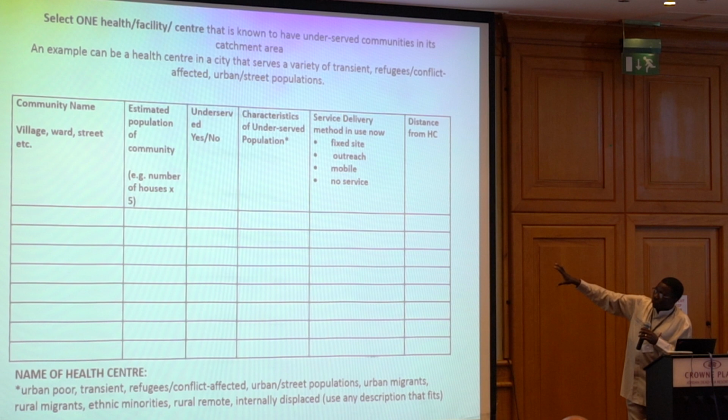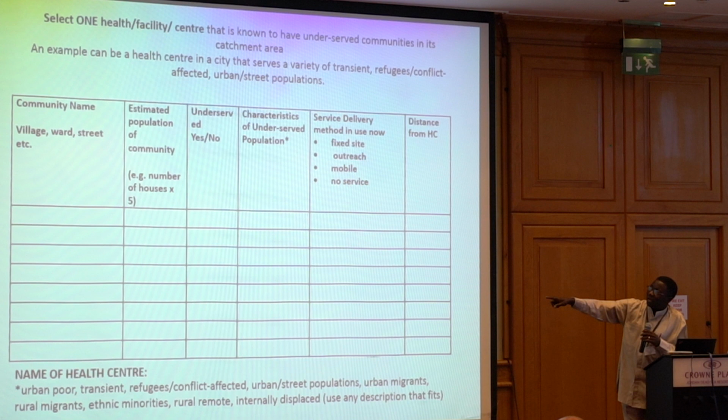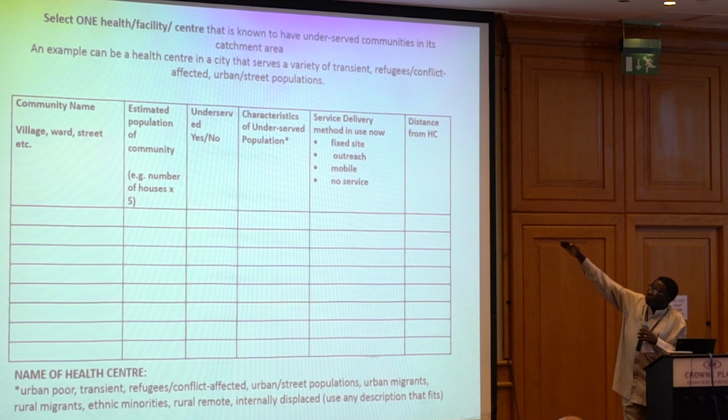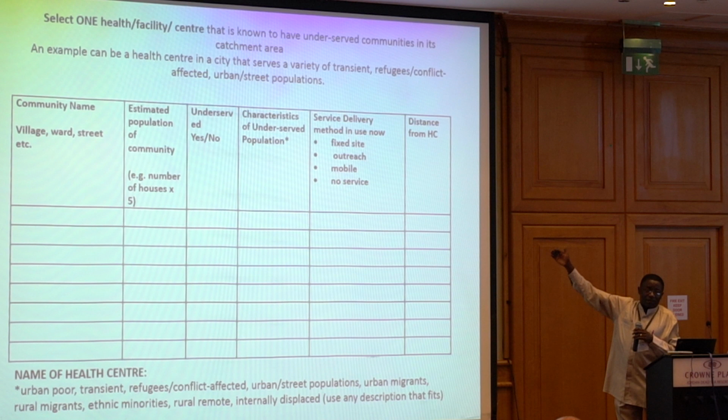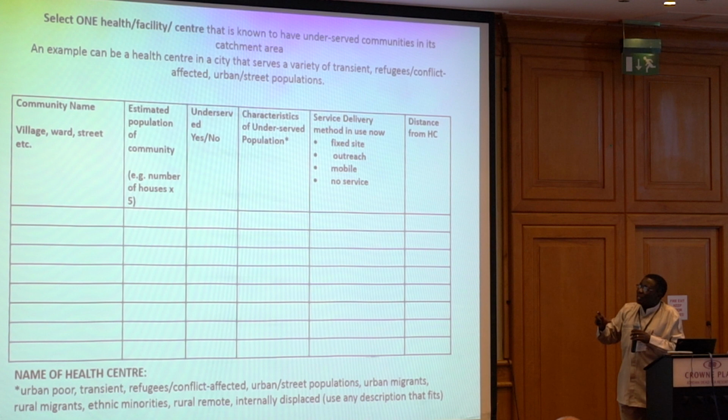Use the whole table to identify the communities for that health facility, look at the underserved ones and estimate their populations and decide, basing not on distance alone, but you need to go back and ask the health facility to talk to them and see how they want to be served, whether they go to the nearby place or they want to be served separately because of their uniqueness.